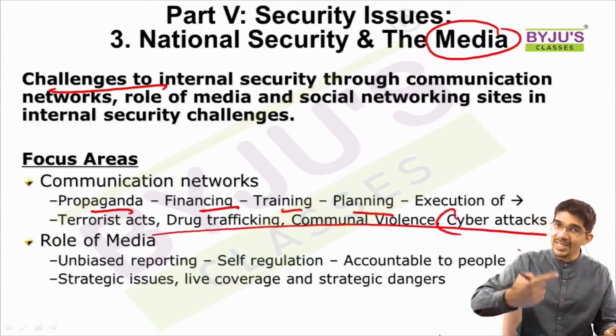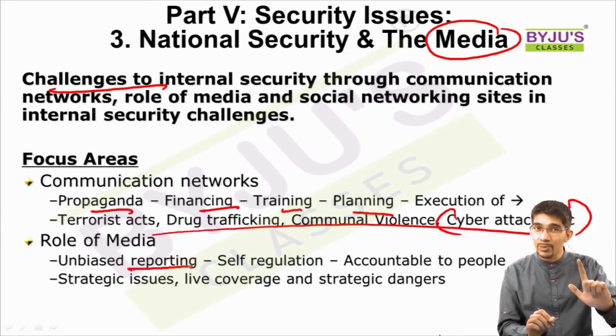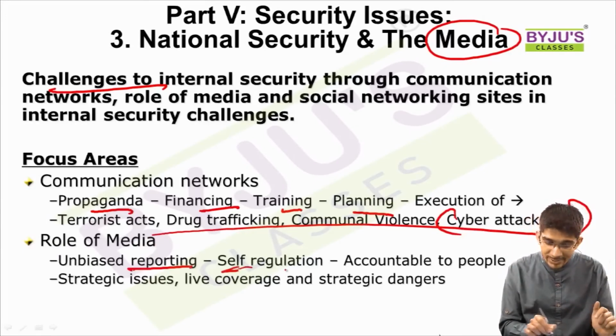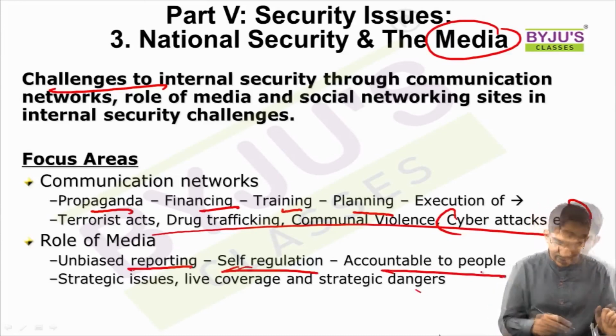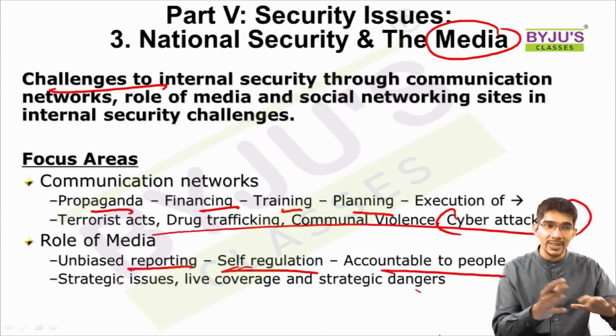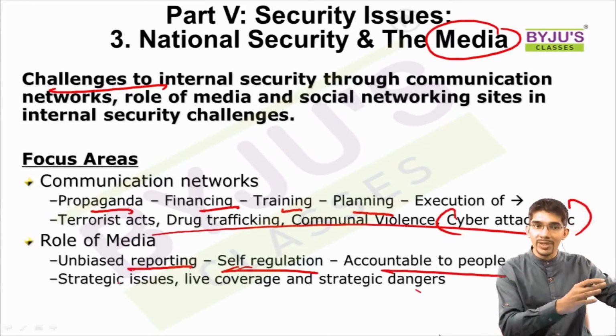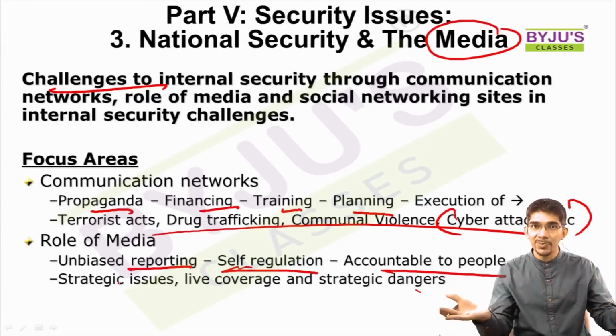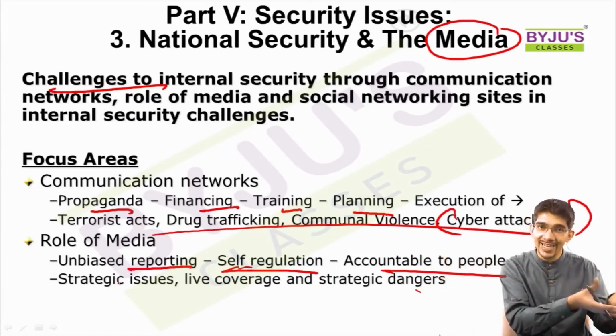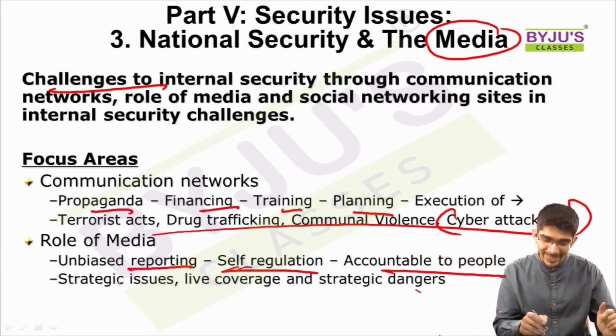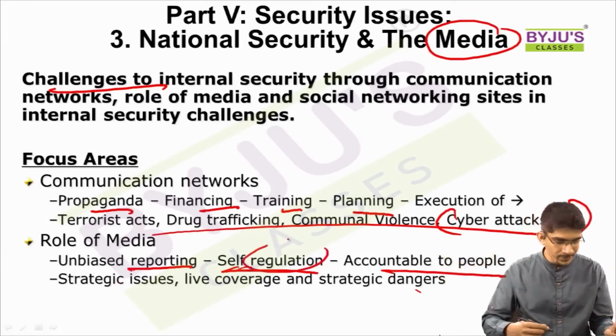And what is the role of media in all this? The media should do unbiased reporting, not cause problems. It should have self-regulation. It should be accountable to people. And also it should not have strategic problems, such as suppose the army is doing an important operation and media goes and covers it. That's a strategic problem there. Now the terrorist organizations know exactly what is going on there. So media has to be more self-regulated when it comes to this kind of issues.